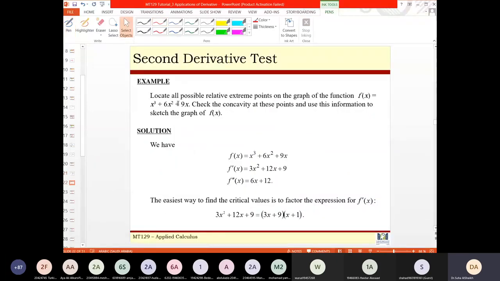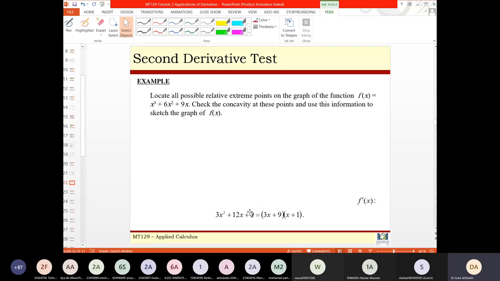So let's see an example here. Locate all possible relative extreme points on the graph of x cubed plus 6x squared plus 9x, check the concavity at these points, and use this information to sketch or graph the function. I'm gonna delete this and let's do it in here. Let me clear up the things.